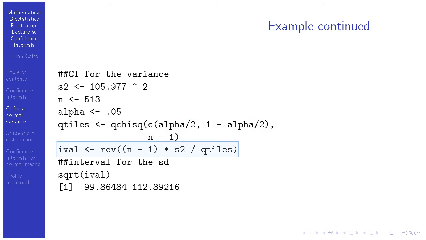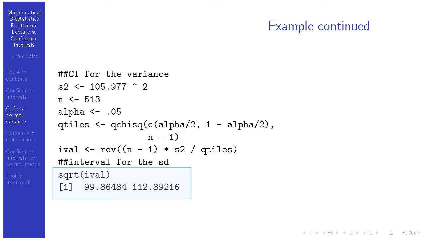Then our interval is just n minus 1 s squared divided by the quantiles. This puts it out from bigger to smaller. I want it from smaller to bigger, so I use the rev function to reverse it. I think if I had just input my quantiles in the reverse direction, I would have been okay too. Then just take the square root of that interval for an interval for the standard deviation, and we get an interval of about 100 to 113.